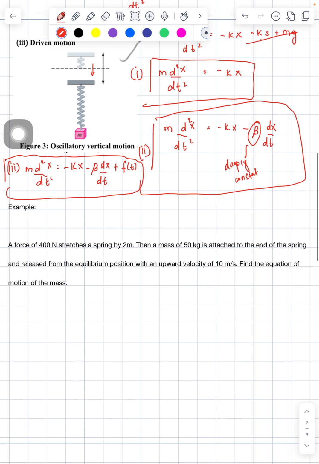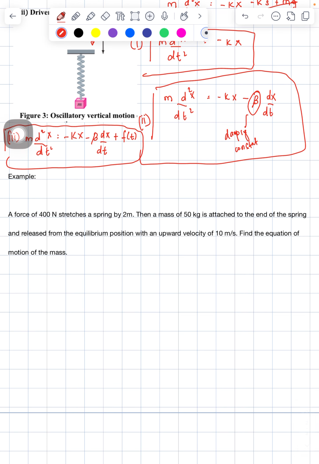Okay, for example, a force of 400 Newton stretches a spring by 2 meters. Then a mass of 50 kg is attached to the end of the spring and released from the equilibrium position with an upward velocity of 10 meters per second. Find the equation of motion of the mass. Here, a force of 400 Newton means we have F equals Ks.